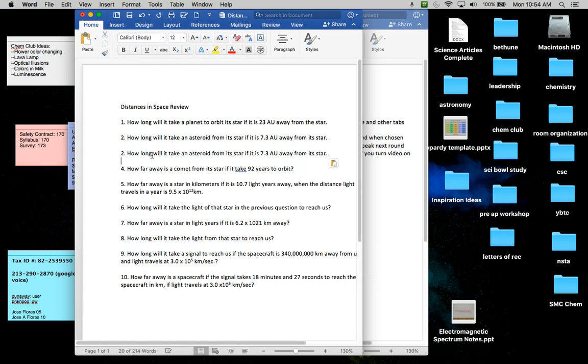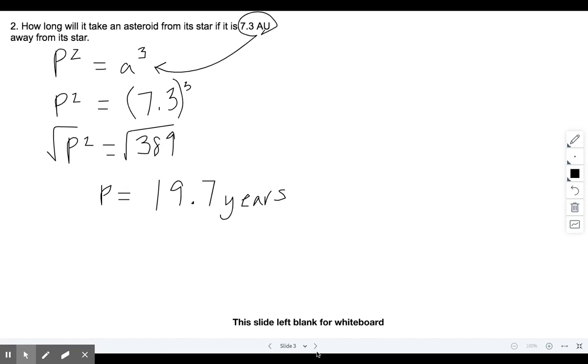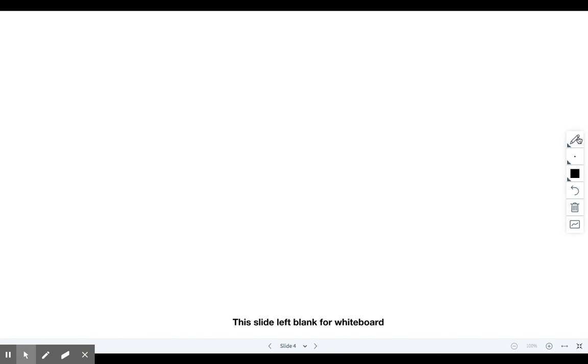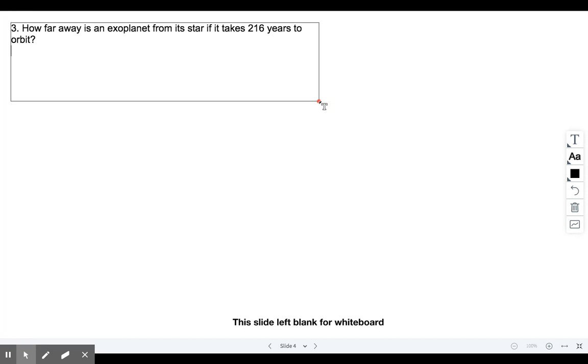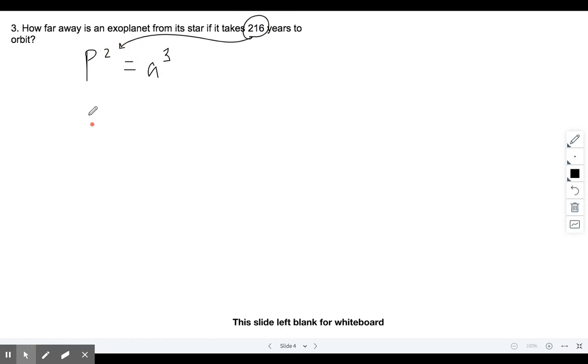Now this one says, how far away is an exoplanet from its star if it takes 216 years to orbit? So now we have the years, and we need to find how far away it is. So we want to find out how many AU it is this time. So copy it down. Same formula, still p squared equals a cubed, but now we have 216 years. That's my period. So this 216 is now going to go in my period. So I'm going to square 216.